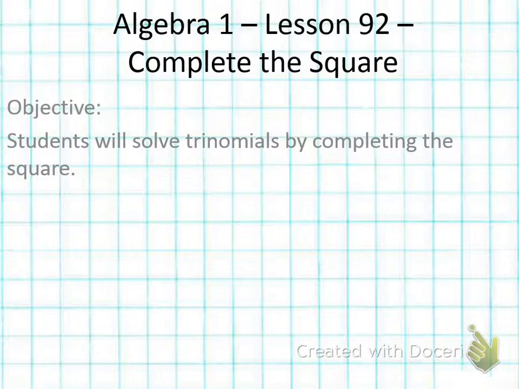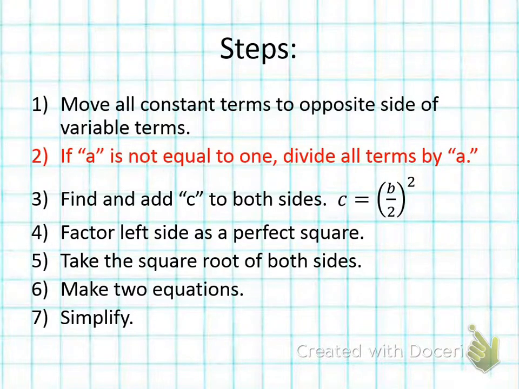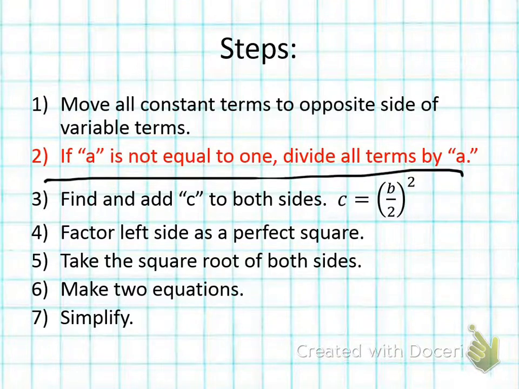So here are the steps. We know how to do all these steps except for the second one, step 2: if a is not equal to 1, divide all terms by a. So we need to know how to do that before we can move on. All right, so here we go.